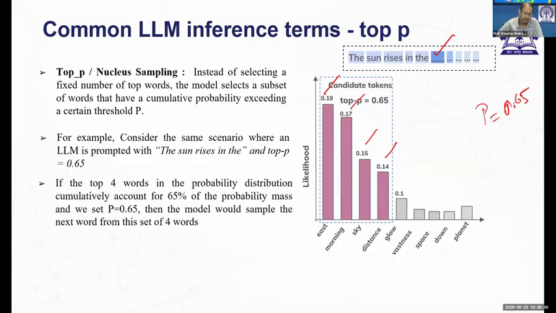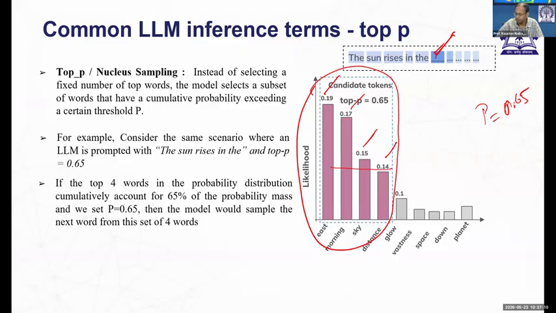These top 4 words in the probability distribution cumulatively account for 65% of the probability mass, and we set p equal to 0.65. The model would sample the next word from this set of 4 words. Now, these 4 words are basically candidate tokens, the competing ones. Which one will go here? It is basically a random pick by the LLM. So out of these 4, the LLM will choose one of them to fill this particular blank.